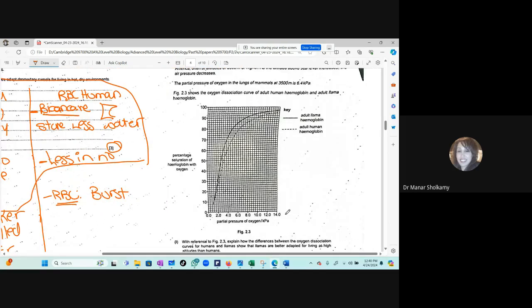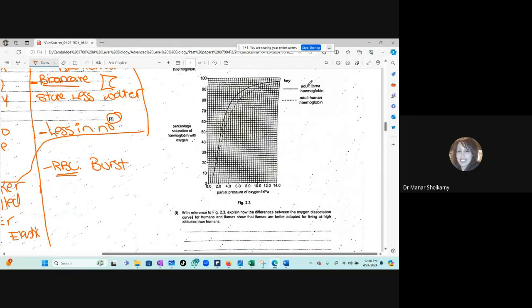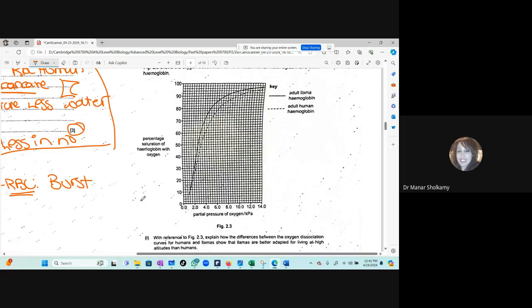Okay, now here there is an oxygen dissociation curve with the partial pressure of oxygen on the x-axis and the percentage saturation of hemoglobin on the y-axis as usual. And you have a key. You have the solid line for the adult hemoglobin for the llamas, and you have the dashed line for adult human hemoglobin. With reference to the figure, explain how the differences between the oxygen dissociation curves for humans and llamas show that llamas are better adapted for living at high altitudes than humans. 3 marks. Who will answer this question?